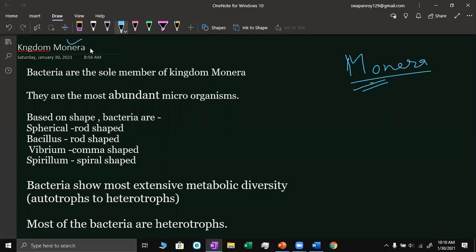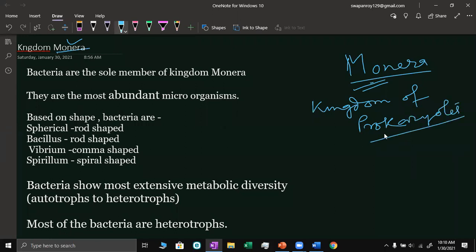Kingdom Monera. This one, as we know, is the kingdom of prokaryote. And when we talk about the prokaryote, we simply recall bacteria. So in this group, this is bacteria, kingdom of bacteria or kingdom of prokaryote. They are the main one.